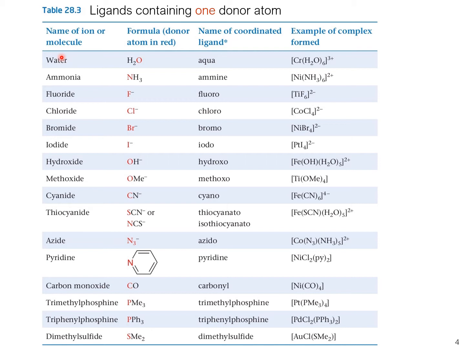Now each of these ligands has its own special name when it's coordinated in a complex. So instead of saying water, so this one's chromium with 6 waters, it's actually aqua. And then ammonia is amine, fluoro, chloro for the halogens, and so on. You don't need to know this off the top of your head.